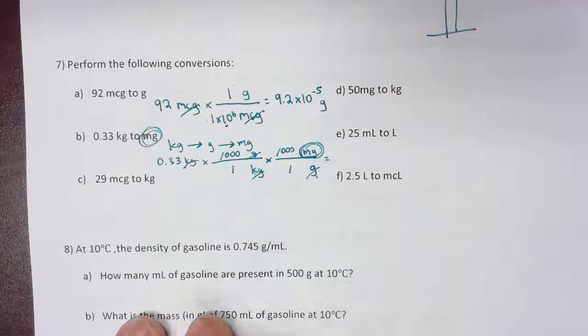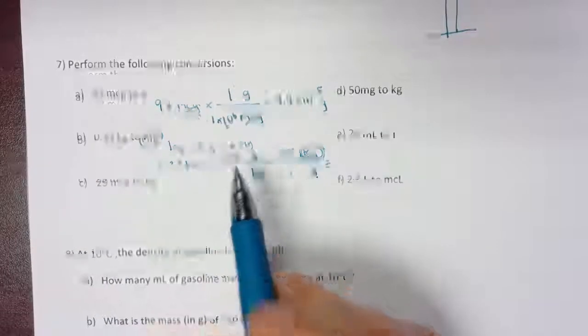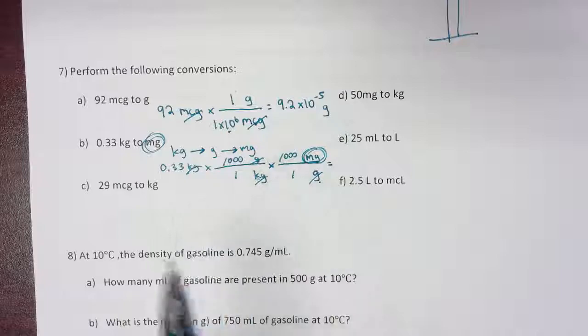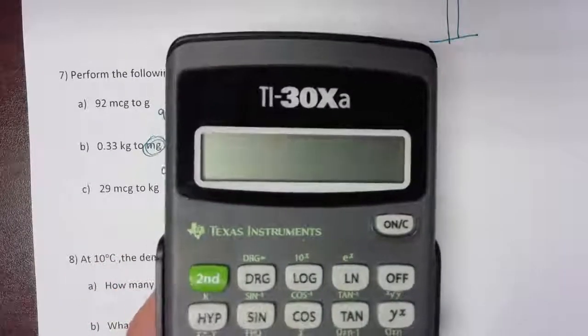When I do this, I end up with 0.33 kilograms is equal to how many milligrams? Well, that's easy. I'm going to do 0.33.